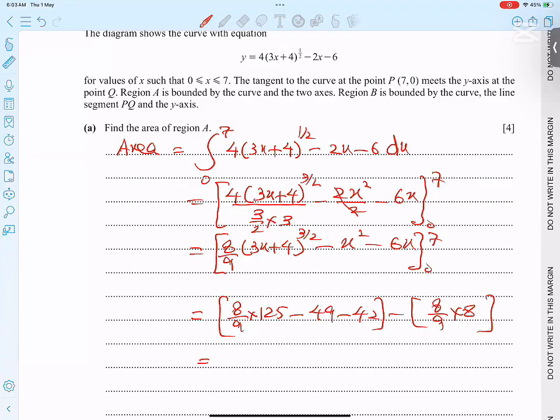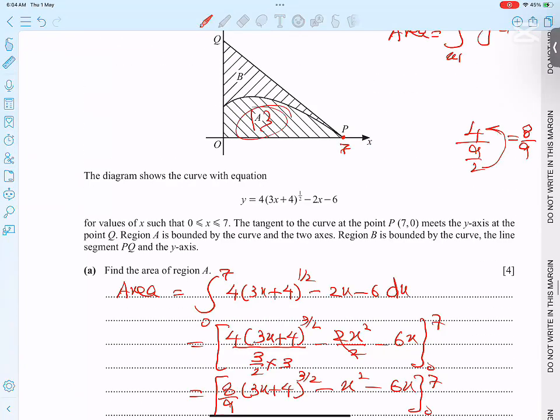And now I'm going to finalize my answer. So 8 times 125 divided by 9, and negative 49, negative 42. Okay. And after that, negative 64 divided by 9. So if I type all together, I finally got 13. So finally, I got 13 unit square area. Okay, we got 13 unit square. So this area I'm getting here is 13.